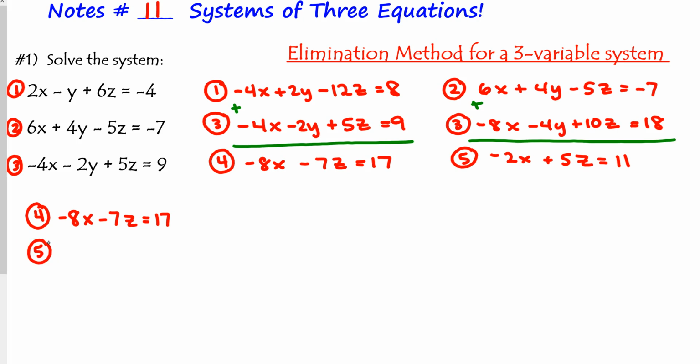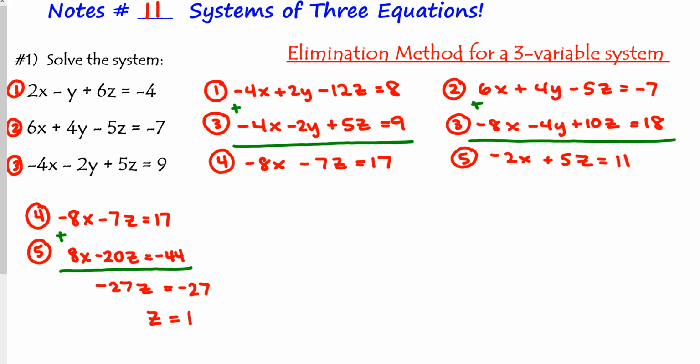So I'm going to take equation 5 and multiply it by negative 4, and that gives me 8x minus 20z equals negative 44. And then if I add these equations together, the x terms are eliminated, and that gives us negative 27z equals negative 27. Well, that feels really good. Divide by negative 27, we get z equals 1. We know we shouldn't always expect the answers to work out to such nice, simple numbers. Sometimes they're fractions, sometimes they're not pretty, but it sure does feel good when they turn out.